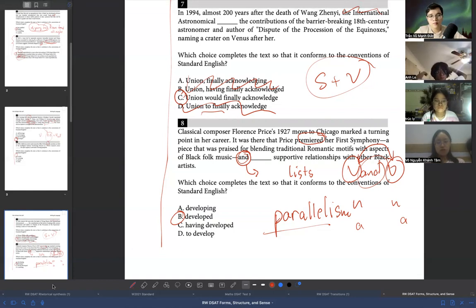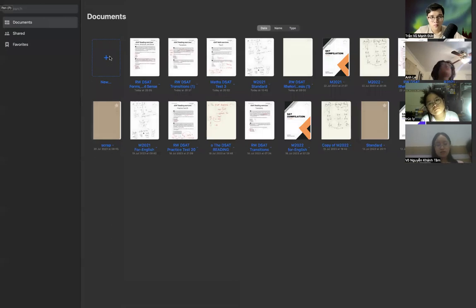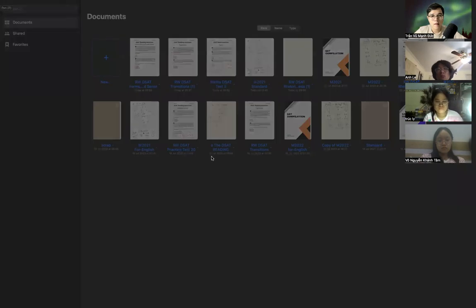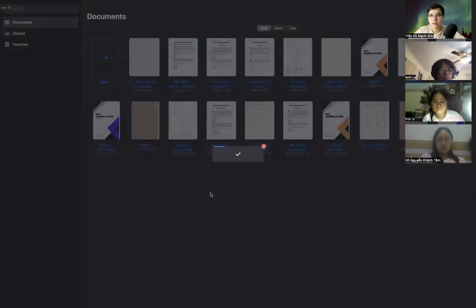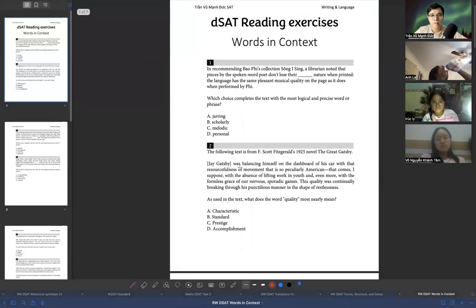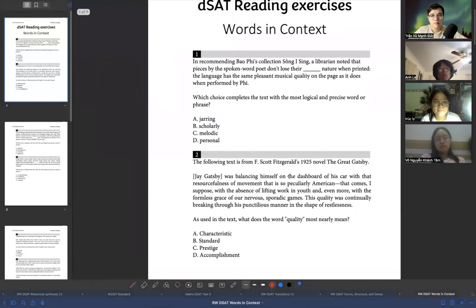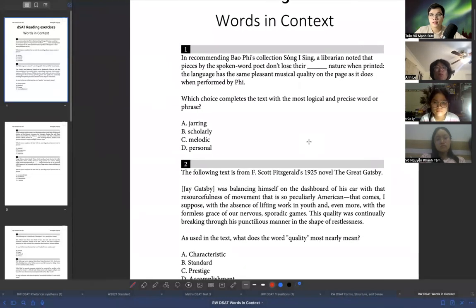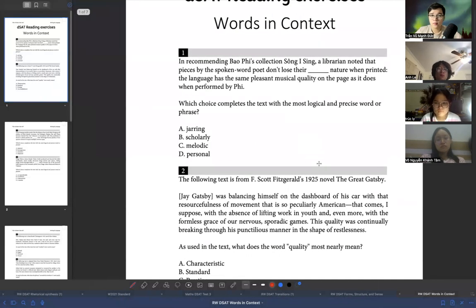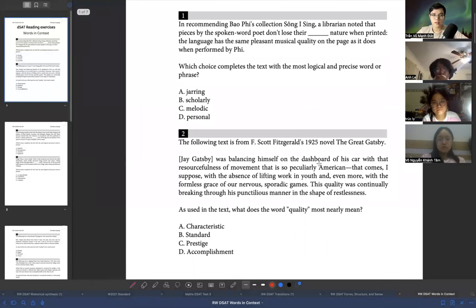There's some time left. I'm going to briefly mention the word in context so that I can give it to you as homework, right? So let me import the lesson. Word in context, it's basically a vocabulary question. It's nothing difficult. Firstly, this needs no introduction. You've done this so many times before, so you guys just focus on this specific kind of question. Start off with the first question, will you?